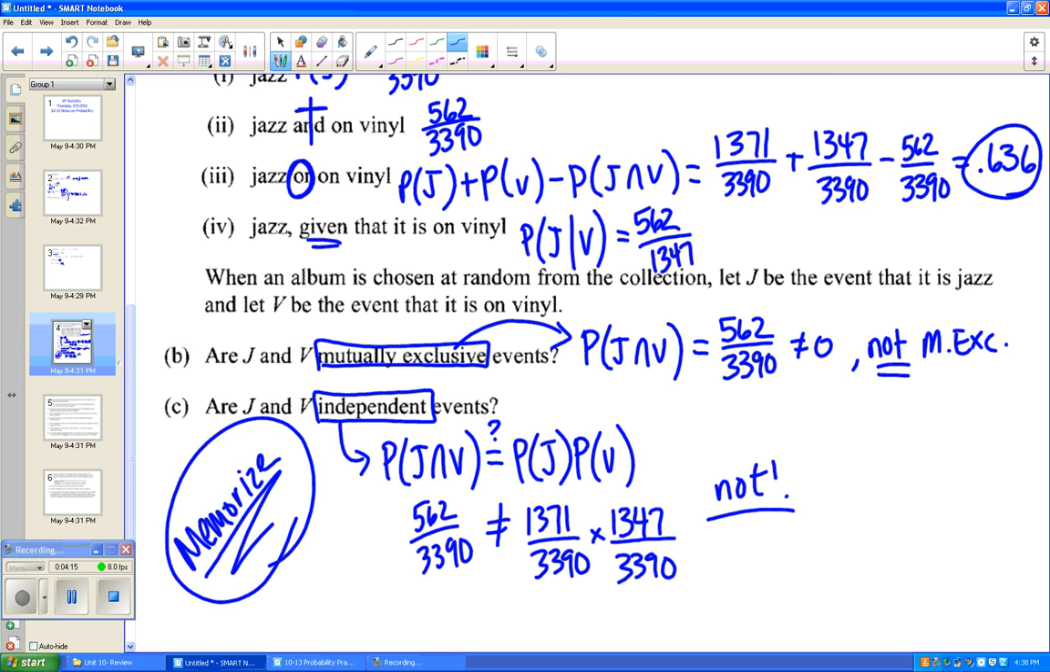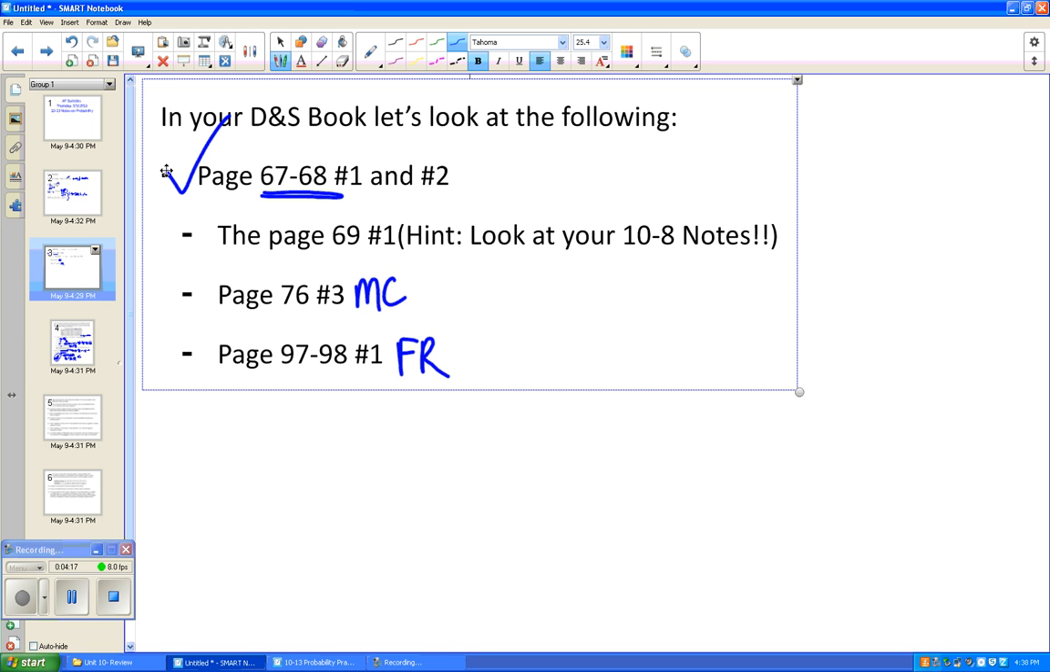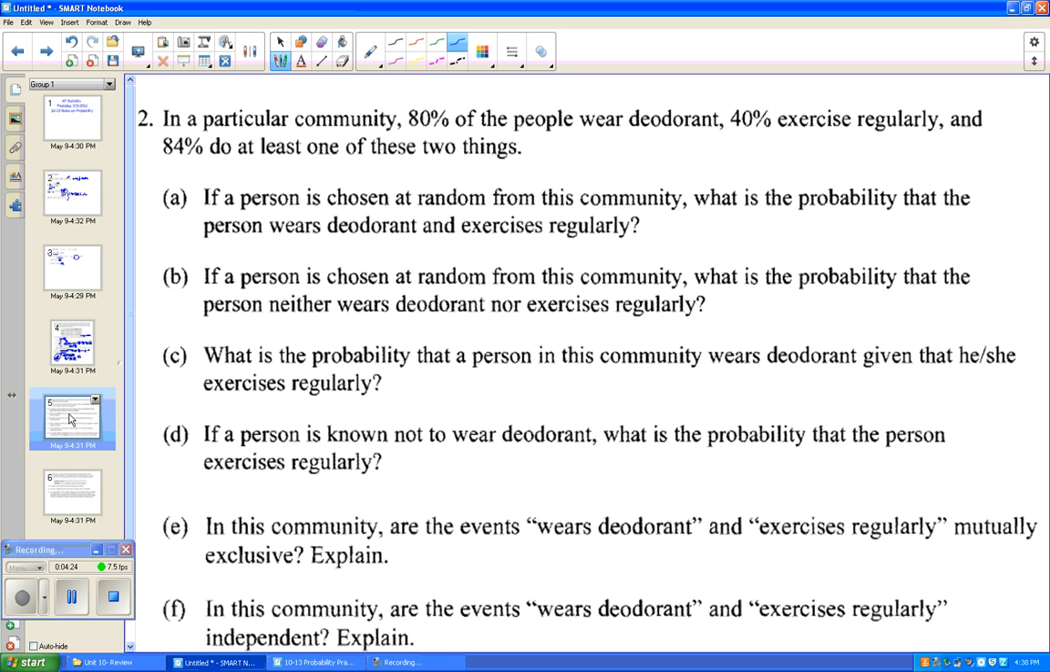Okay, moving on to the next question we're going to look at, page 69, number 1. And I do give you a hint, so if you have them, take out your 10-8 notes. Okay, so we're given some information here. Oh, no, we're going on to number 2. We're not moving there yet.